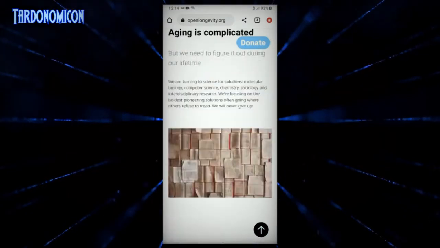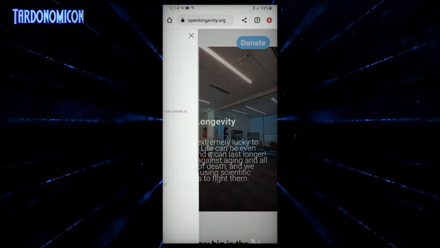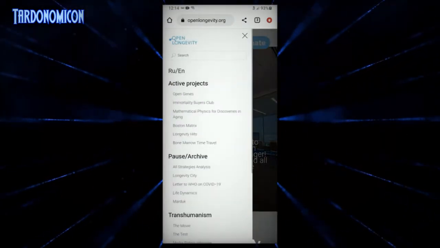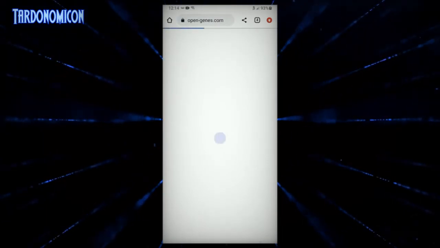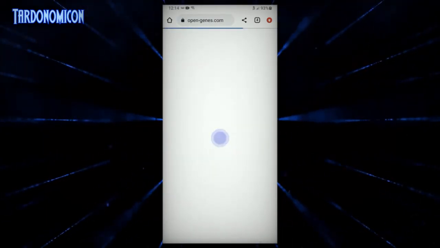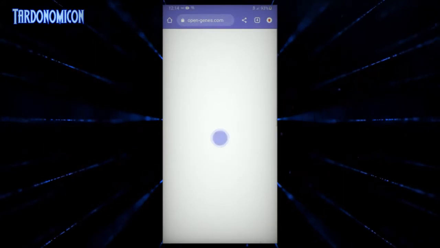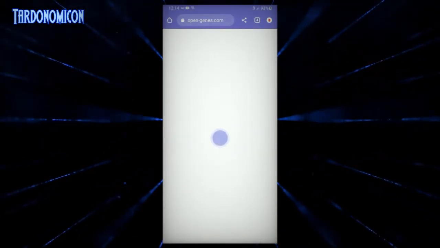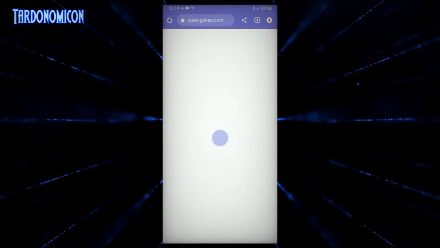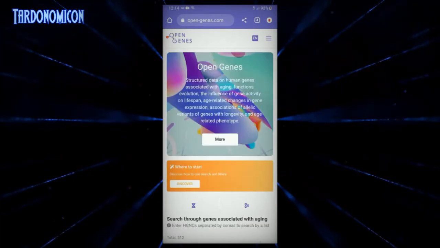That's in Russian. Okay, let's take a look here. This is the Open Genes. This is what the databases look like, so you can search the databases if you're a researcher. So let's take a look here. It's loading. So here you go. This is the Open Genes database.